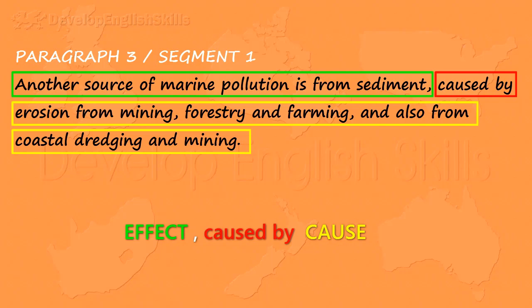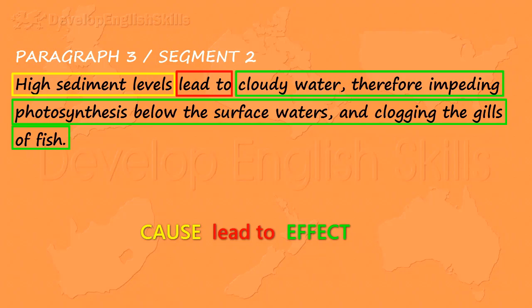Another source of marine pollution is from sediment, caused by erosion from mining, forestry and farming, and also from coastal dredging and mining. Here the effect is followed by a comma and the term "caused by" and the cause. High sediment levels lead to cloudy water, therefore impeding photosynthesis below the surface waters and clogging the gills of fish. "Lead to" is used to connect the cause with the effect.